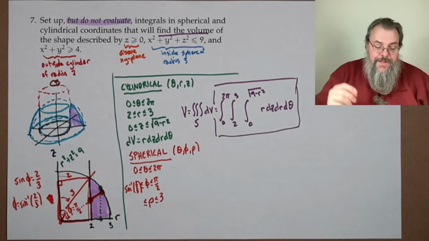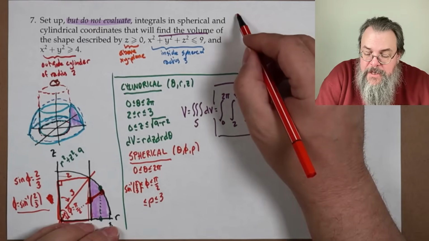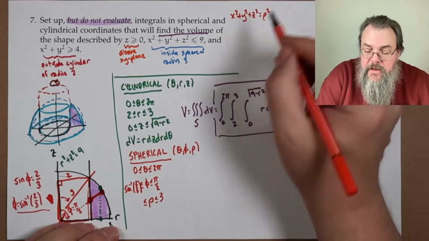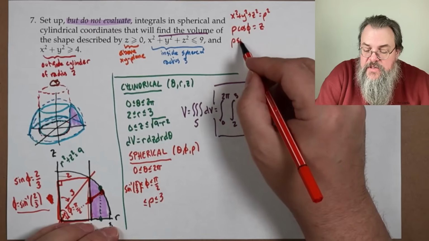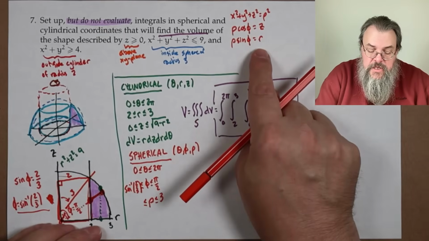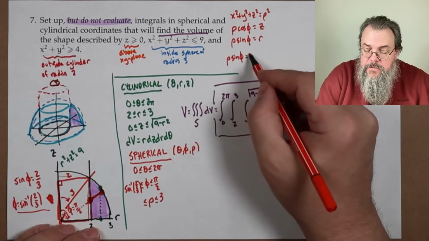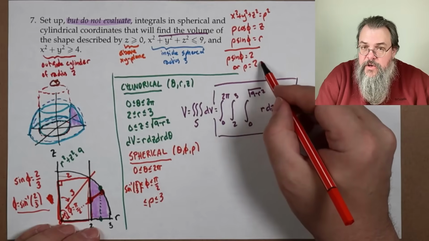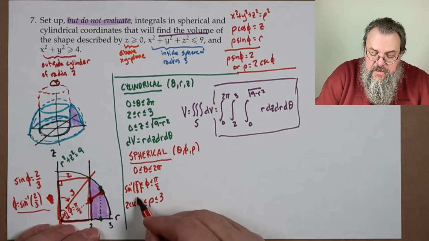Hold on a second there. We know something about spherical coordinates, right? So what do we know? For spherical, we'll write some things down. x squared plus y squared plus z squared equals rho squared. We know that rho cosine phi is equal to z, and that rho sine phi is equal to r. So if we have r equals 2, that tells us that rho sine phi equals 2. Solve for rho, and you get rho equals 2 cosecant phi. So that's the bottom bound, 2 cosecant phi.